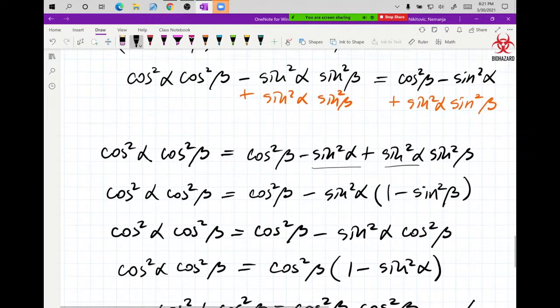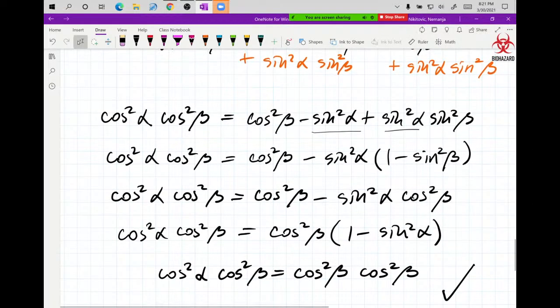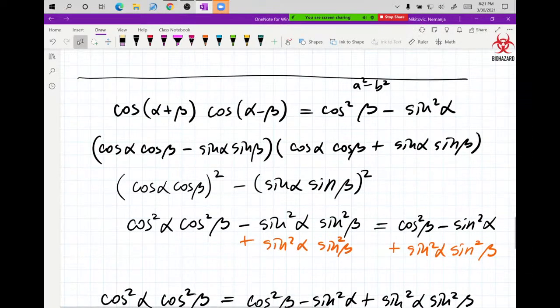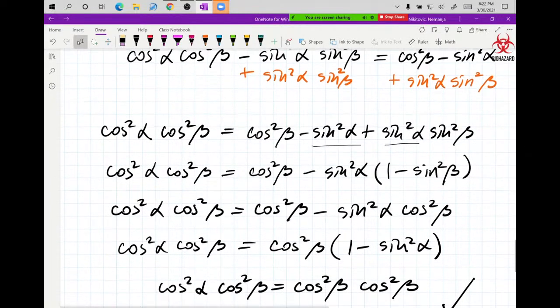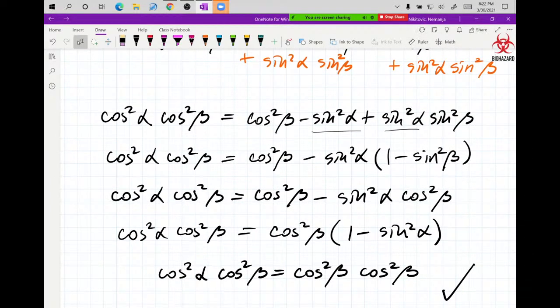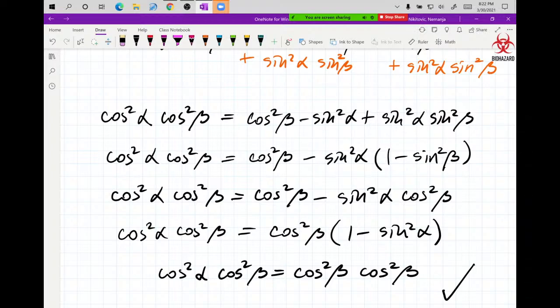Wow, that took much longer than I anticipated, but I got it. What was the trick? The trick was to add this term on the other side and then do some algebra factoring. Okay, and that worked. So the key was once I added this term, I see that both of these terms now have sine squared alpha, which is exactly what I factored over here. And there you go. That was it.